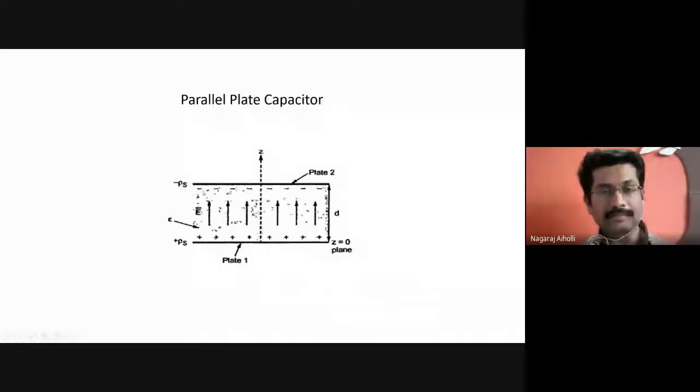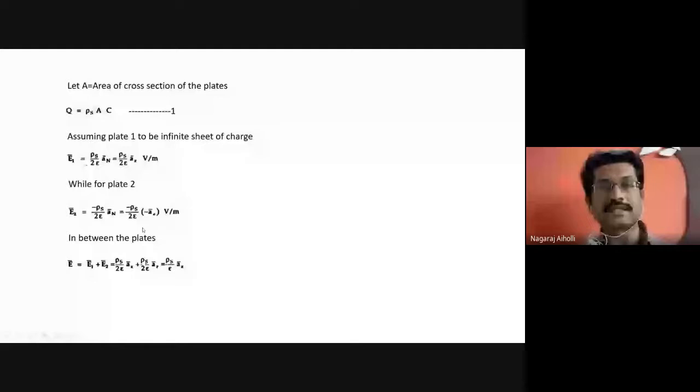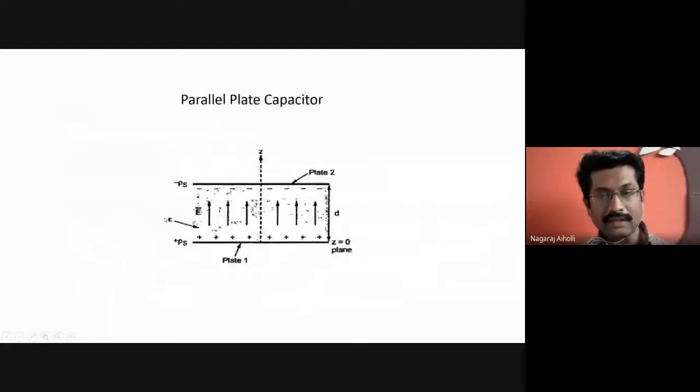Let us see that. Well, for plate 2, E2 bar will be minus rho s by 2 epsilon into a_n bar, because its charge density is minus rho s, negative charge. It is minus rho s by 2 epsilon a_n bar, which is minus a_z bar, because here we have to consider the negative z direction, since the field is from negative to positive. Previously it was from positive to negative.